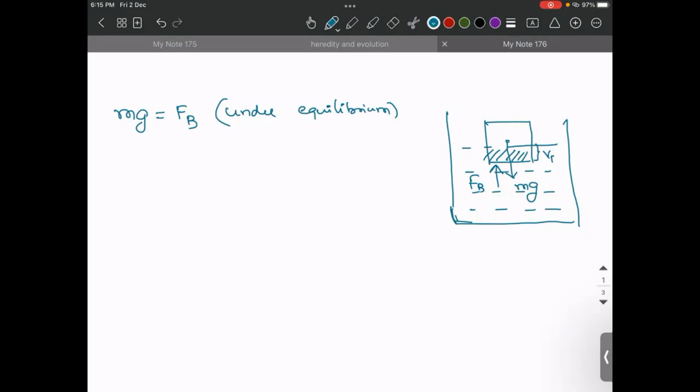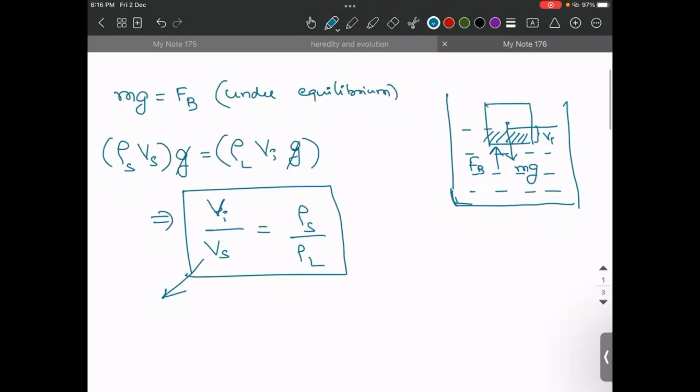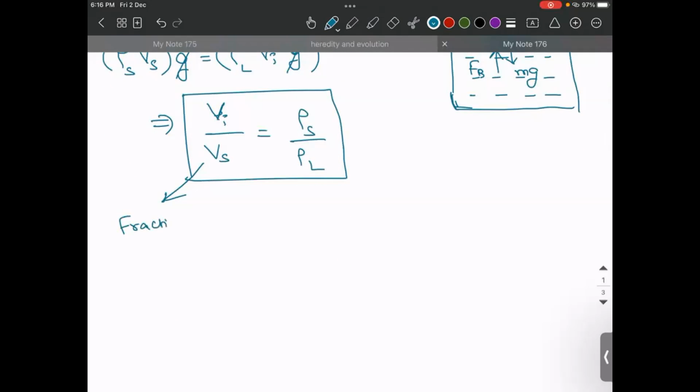See, listen. M is the density of solid into volume of solid. This is the mass, into g, is equal to, what did I say the buoyant force is according to Archimedes' principle? It is the density of liquid into volume of the immersed portion into g. So g and g will get cancelled, which implies the volume of immersed portion divided by the volume of solid will be equal to the density of solid divided by the density of liquid. And this volume of immersed portion by volume of solid is what is called the fractional part.